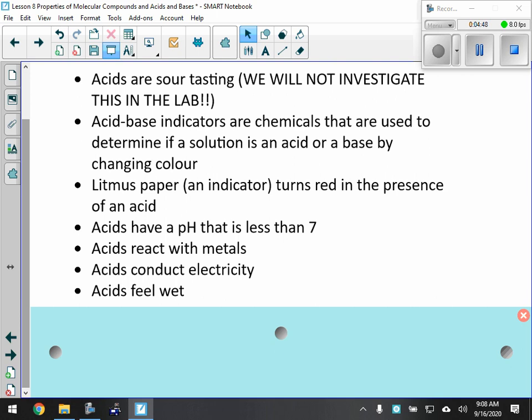So if you do get acid on your fingers by chance on Friday, what do you do? Lick it off. Yeah, natural selection right there. What do you do if you get acid on your fingers or your hand or something? You put it under water. Yes, you just rinse it off.